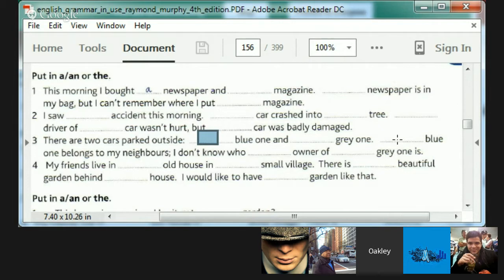The blue one, okay, once we've introduced it with a, afterwards, you talk about it for 2 seconds or 2 days, it is now the. So the blue one belongs to my neighbors. I don't know who the owner is. Now, why do we have to say the owner?